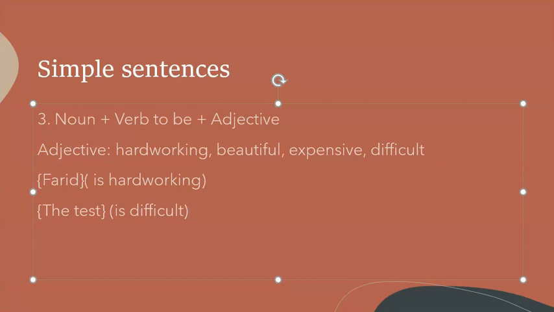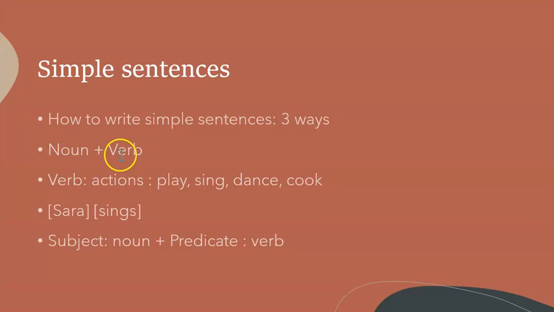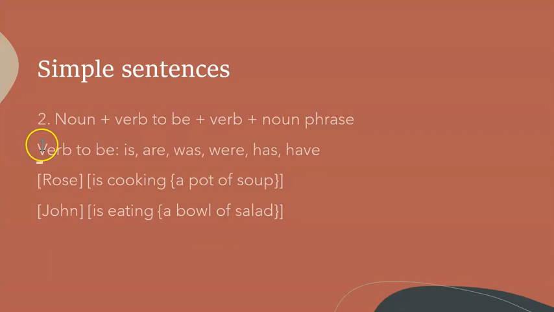So let's look back. The first way is when you have a noun and a verb. So Sarah sings, as simple as that. It's a complete sentence. Then the second way is when you have a noun, then a verb to be, and a verb with a noun phrase or an object. For example, Rose is cooking a pot of soup. The object here is a pot of soup. The predicate explains more about what the subject is doing. So you have the verb. What is she doing? Cooking. Cooking what? A pot of soup.